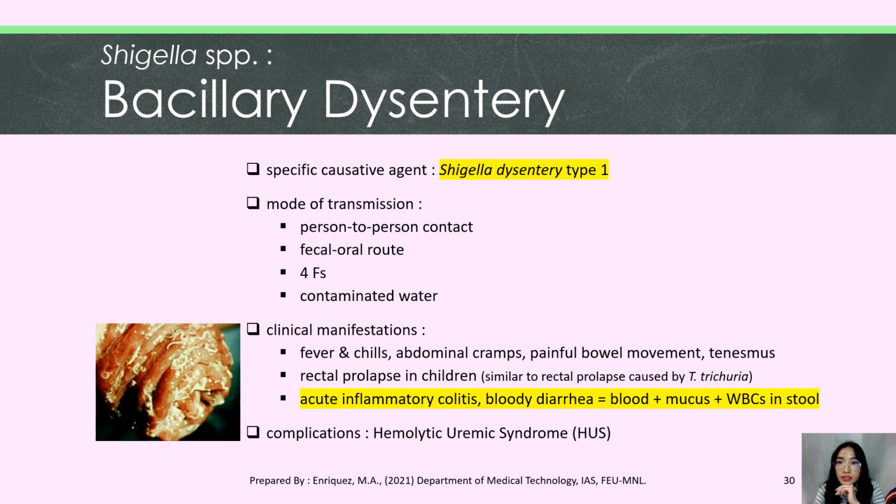Okay? Ayan po. And then, the more serious clinical manifestations would include acute inflammatory colitis. There's also bloody diarrhea, and this is also composed of not just blood, but also WBCs and mucus. So one of the complications of bacillary dysentery is the hemolytic uremic syndrome.